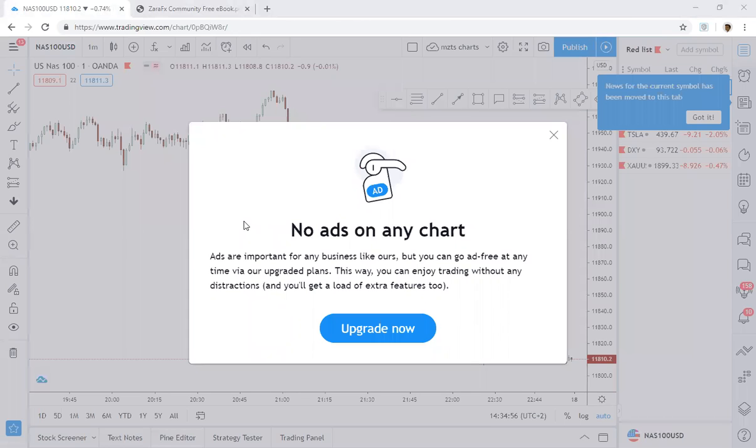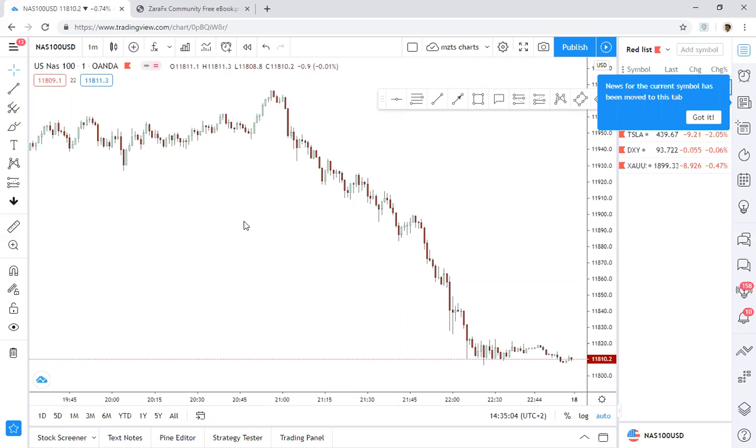I usually use TradingView. So if you have a question, you can type it and I'll try my best to answer it.